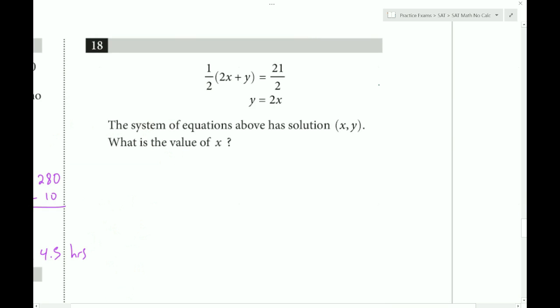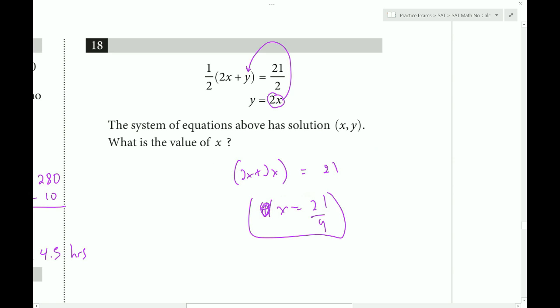Okay, the system of equations above has this solution. What is the value of x? So you could plug this in for y, and we get 1/2 times 2x plus 2x equals 21 over 2. The first thing I would do here is double both sides. What that does is the double cancels the half, and this 2 cancels with this 2. Just makes things nice and simple. Then the left side is clearly going to be 4x equals 21. Divide by 4, and you'd find x is 21/4.